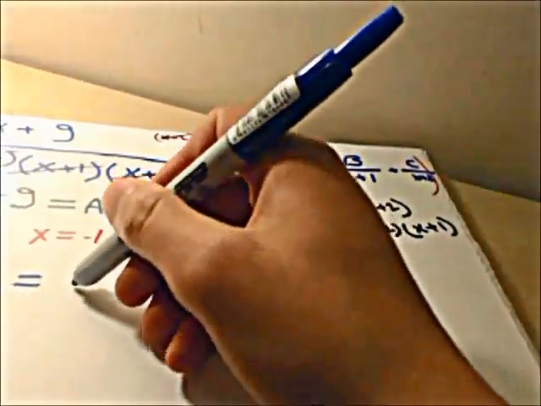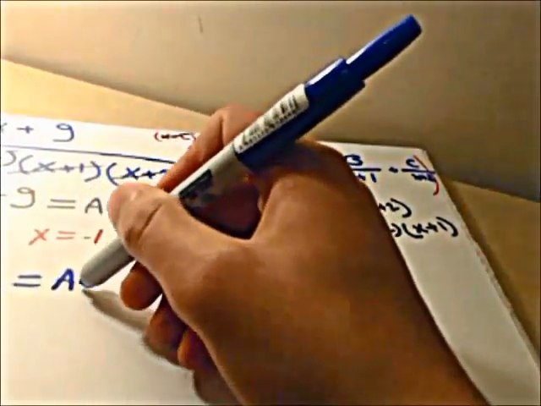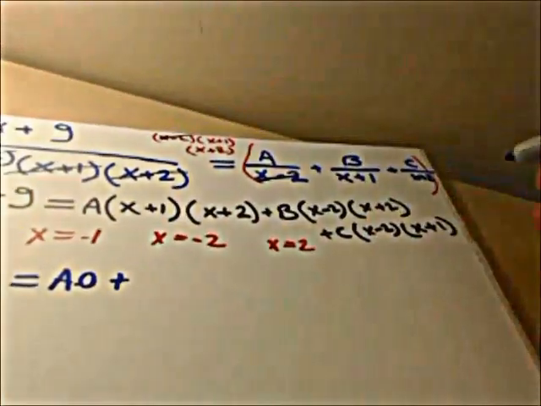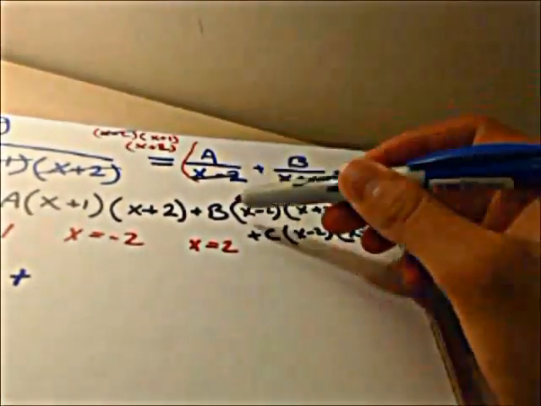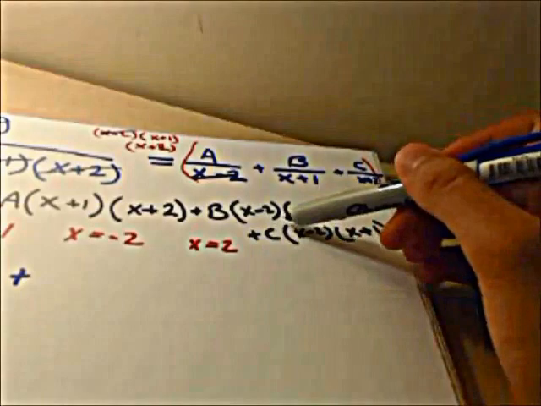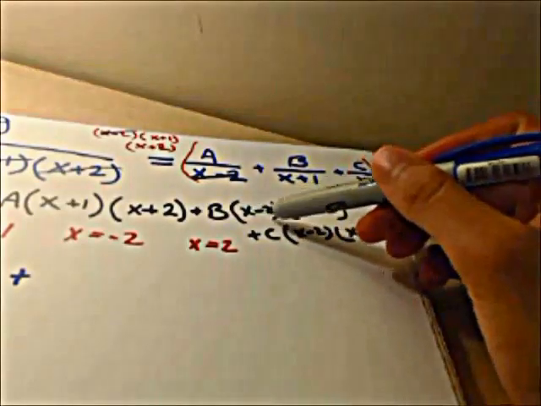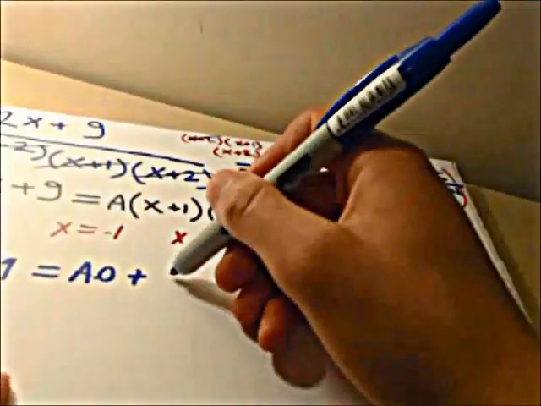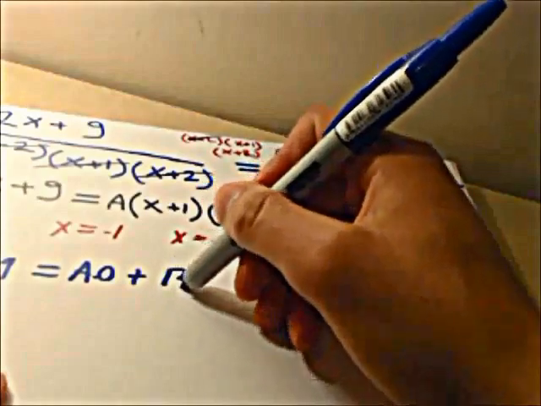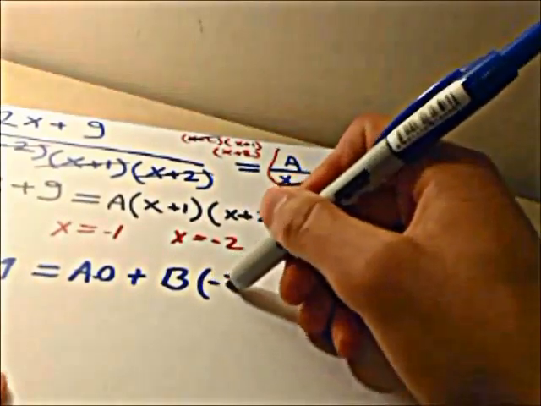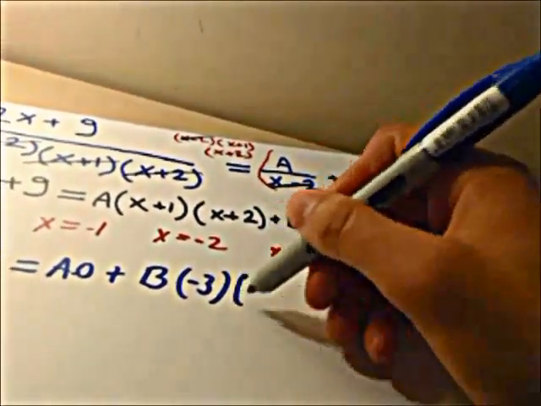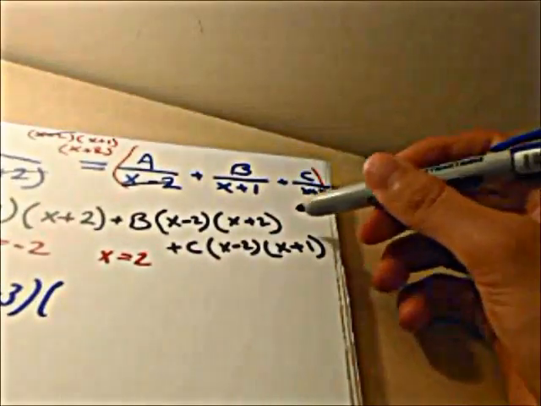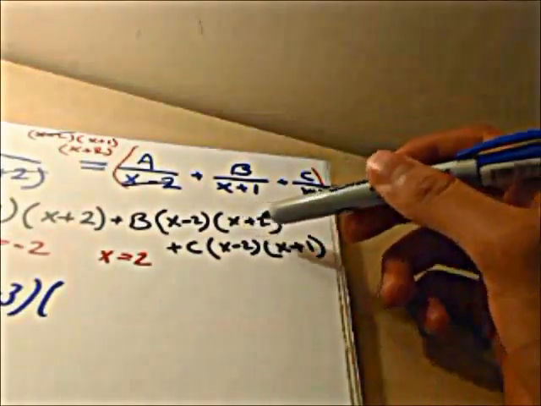So basically what we've got here is A times 0, plus, for B, times -1 minus 2, which is -3. So it's going to be B times -3 times (x + 2), and here x we've got -1 again.